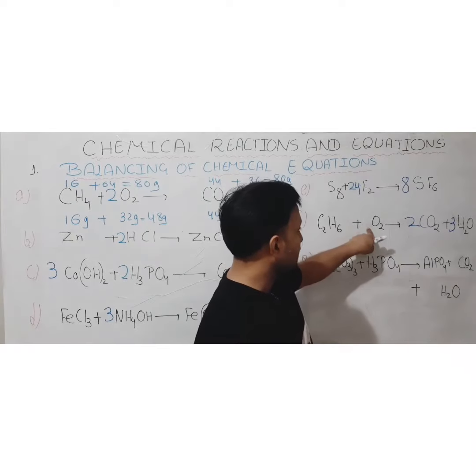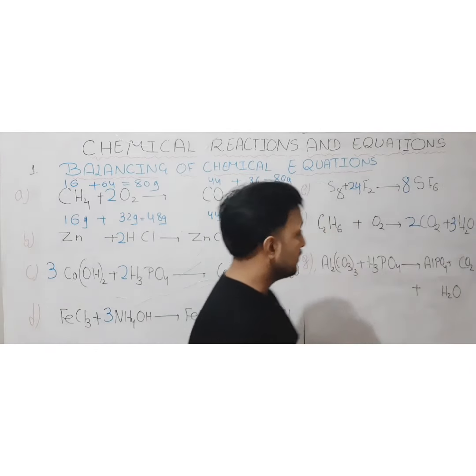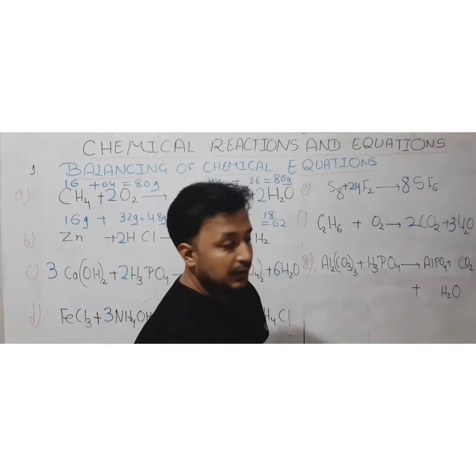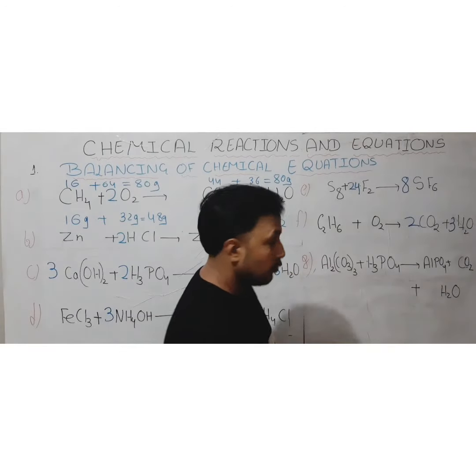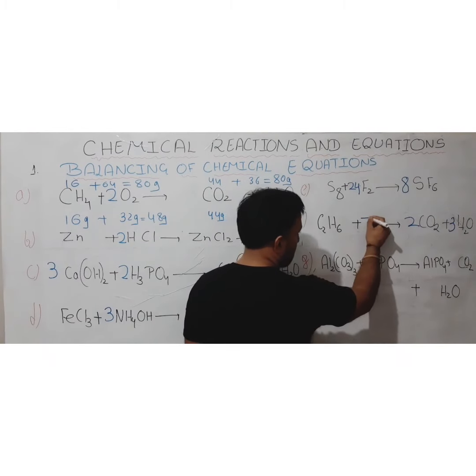So we cannot use any coefficient or simplest coefficient to multiply it and get the answer. So how to make it 7? What trick can we use? We can write a fractional form here to balance it. I am showing you. Like I will put 7 by 2.